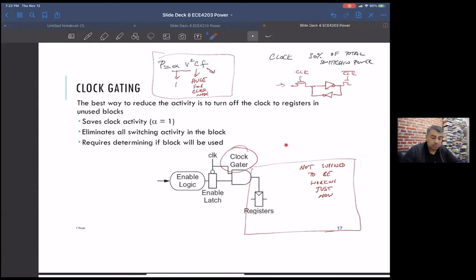This is like activity number one: clock gating. Although it can be very dangerous, and even very experienced chip designers and logic designers tend to screw up this clock gating, because whenever you mess around with the clock, you can have a bunch of unintended consequences.